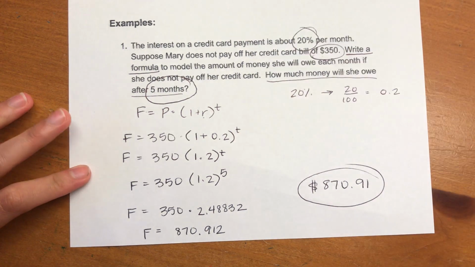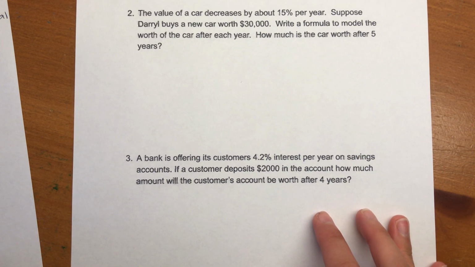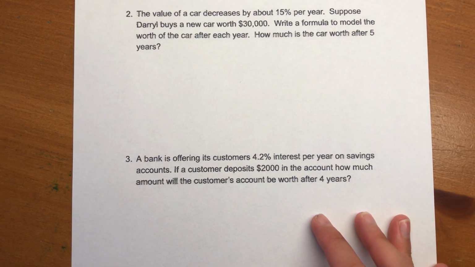If not, you can pause the video, go back, rewatch that example. But I'm going to be doing example number 2 now, which is a little different. The value of a car decreases by about 15% per year. Suppose Daryl buys a new car worth $30,000. Write a formula to model the worth of the car after each year. How much is the car worth after 5 years?